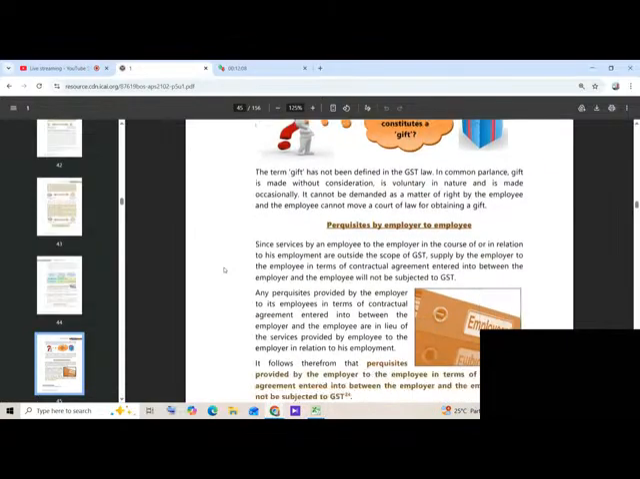Since services by an employee to the employer in the course of or in relation to his employment are outside the scope of GST, supply by the employer to the employee in terms of contractual agreement entered into between the employer and employee will not be subjected to GST.